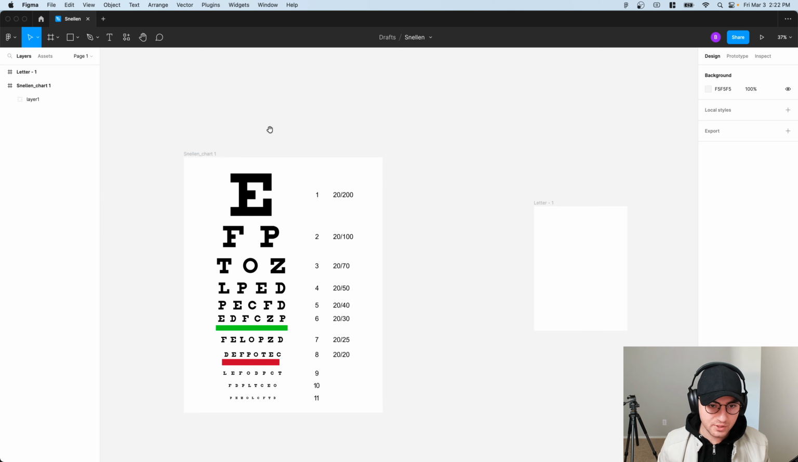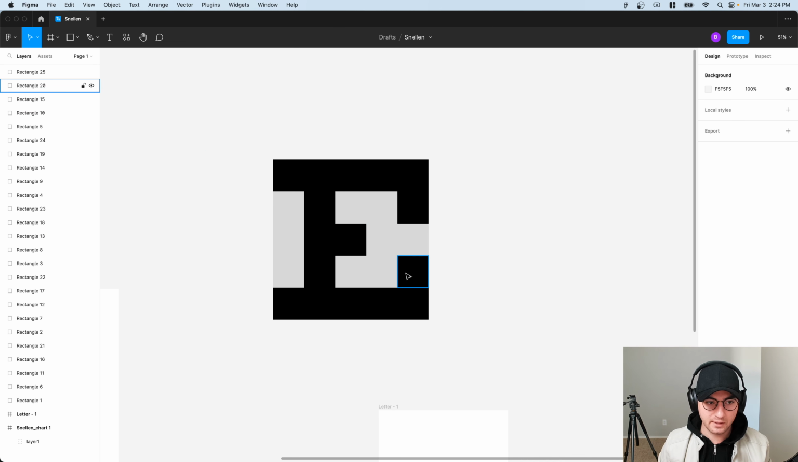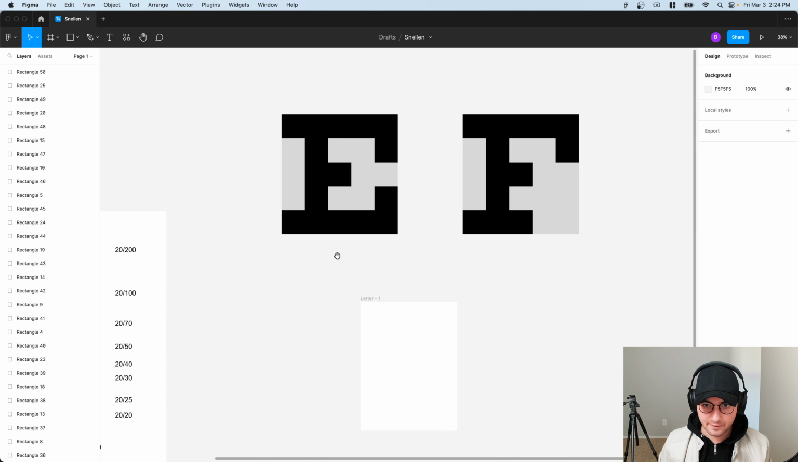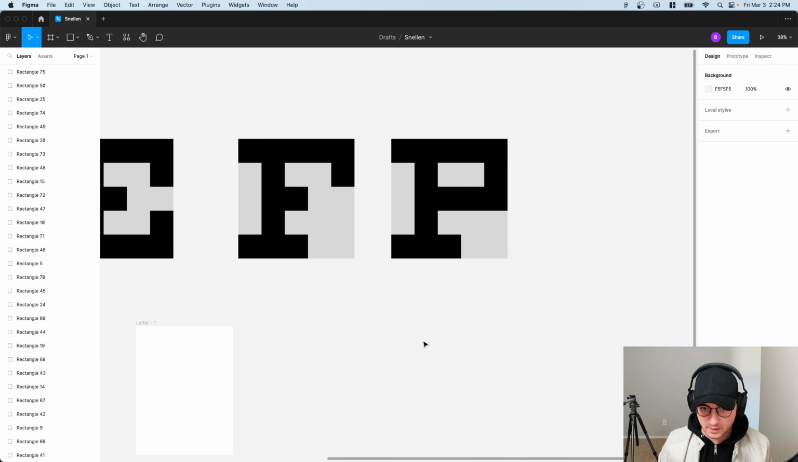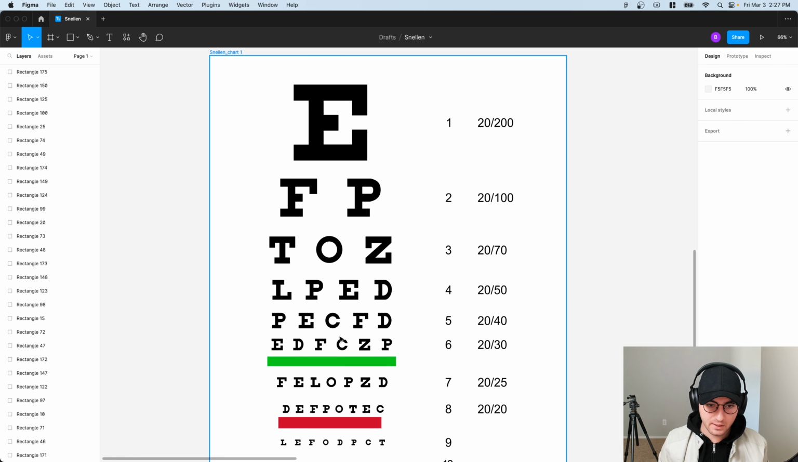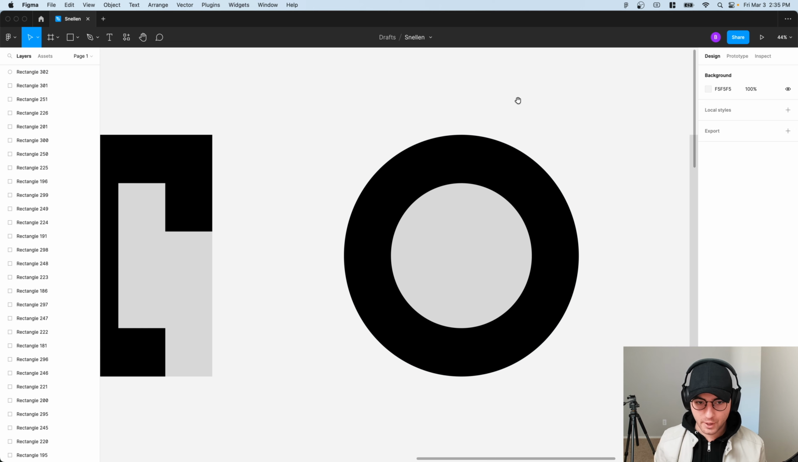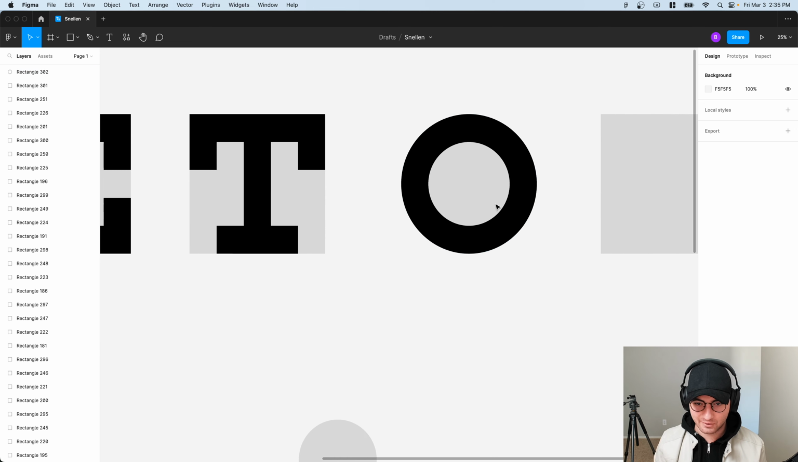So my goal would be to replicate each of those optotypes. There you go. So that's the letter E. So we have an F, we have a P. I have no idea how I'm gonna create the O and the C. 256 on the inside. Boom! Yeah! There you go, that's the letter O.